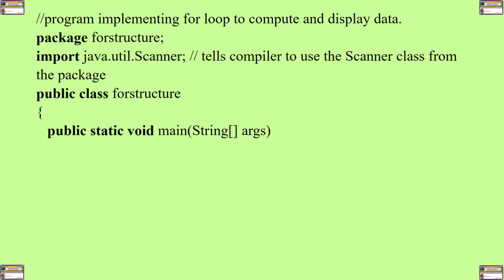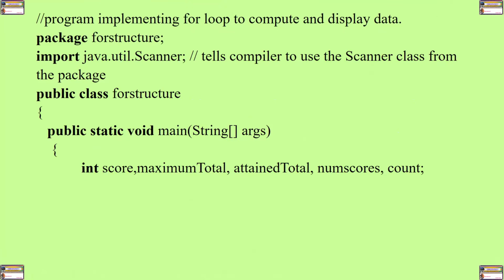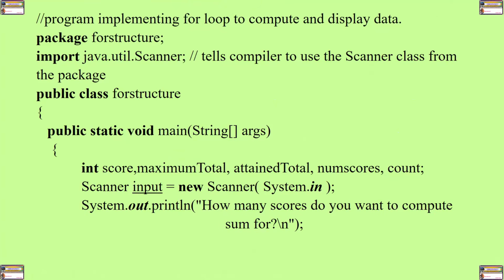And then we have the main method defined as follows: public static void main. Within it, we declare 5 variables of type integer, that is count, num scores, attempt total, maximum total, and score, all of type integer. Then we declare an object called input of type Scanner.